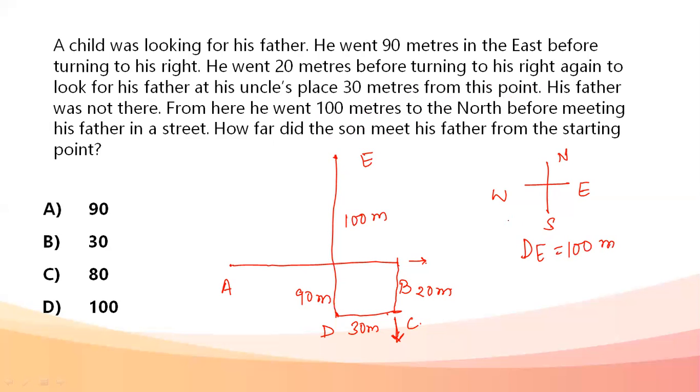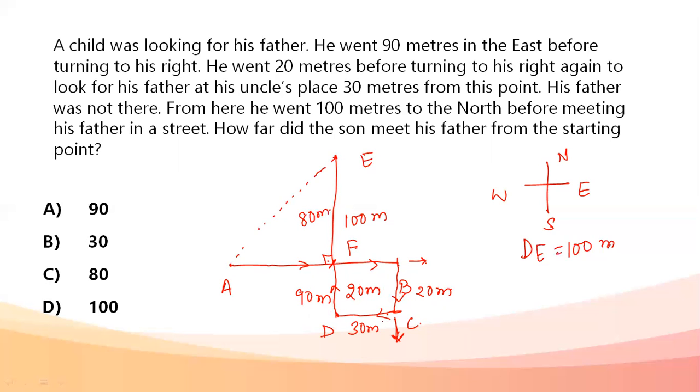Now, the question is how far did the son meet his father from the starting point? What they're asking me is this distance AE. I know this is a right triangle. First, I went from A to B, then B to C, C to D, D to E is where he went. If BC is 20 meters, and I name a point F, DF is also going to be 20 meters. Remaining distance, if this 20 is already covered, FE is going to be 80 meters.